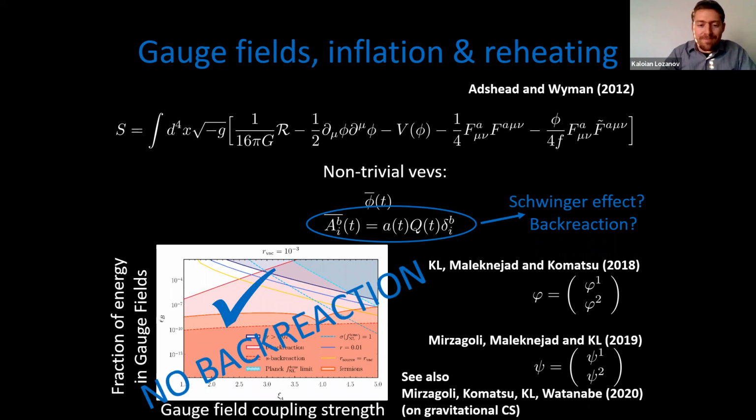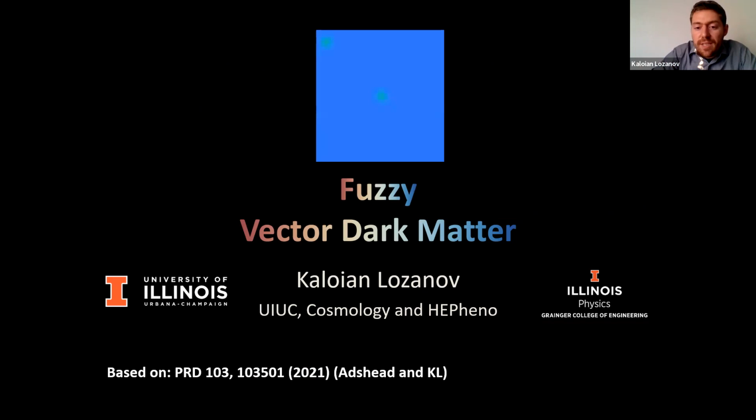And the last work of mine I want to mention very briefly is on fuzzy vector dark matter. But before I do that, let me again give you a very brief overview of our current understanding of dark matter so that we can put this work into a more concrete context.